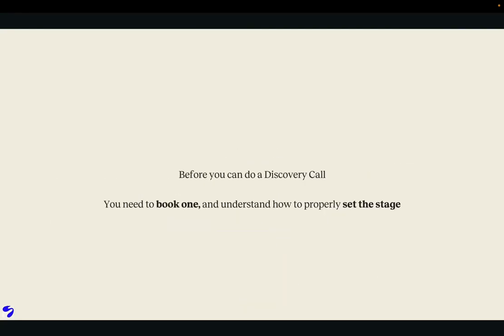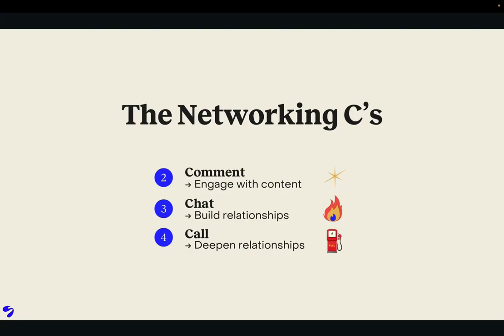Before you can do a discovery call, though, we need to talk about how to book one and how to properly set the stage of a call so that the discovery call framework actually works. So we book calls through the networking C's. This is the principle. This is what we have been building towards. Everything is aligned. It's rather beautiful. You comment, you chat, and you get on calls. You've already practiced this in the last step. You've already started doing this. Now you just apply it to discovery calls.